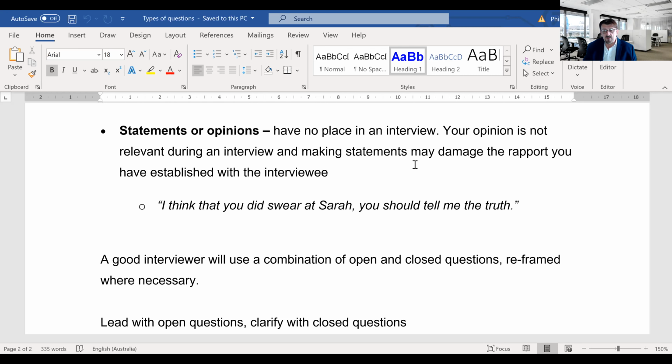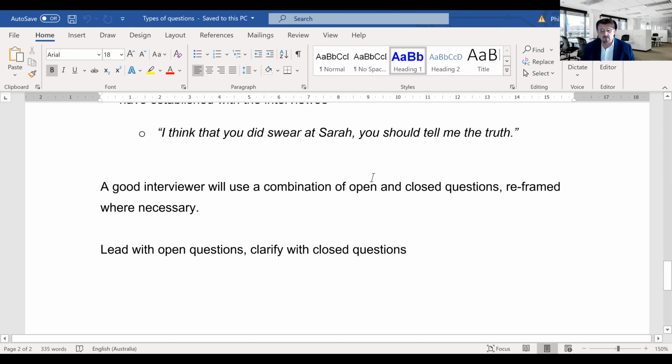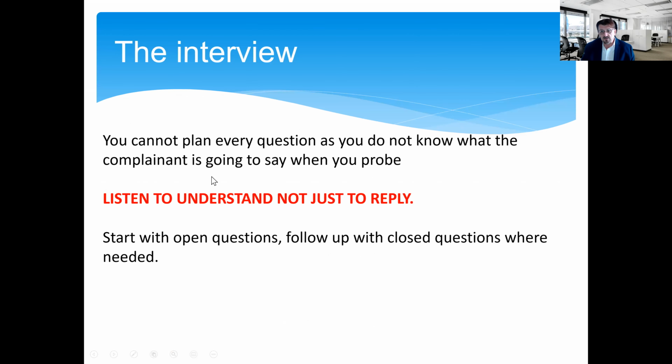Your opinion is after your careful analysis of all the evidence, when you're giving your expert deliberation and opinion on whether the allegation is found or not. That's when your opinion's worthwhile. During the interview, keep your opinions to yourself, is my advice. Good interviewers use a combination of open and closed, reframe where necessary, lead with open, clarify with closed. So it's really important that you ensure that your questioning is fair, that it is admissible in court if the matter winds up in court.